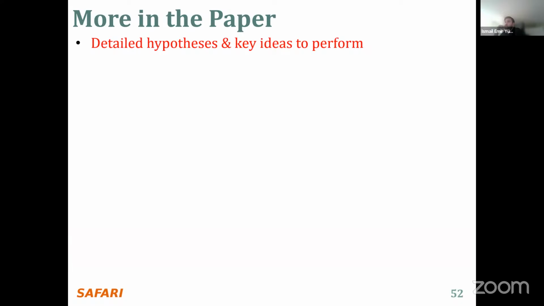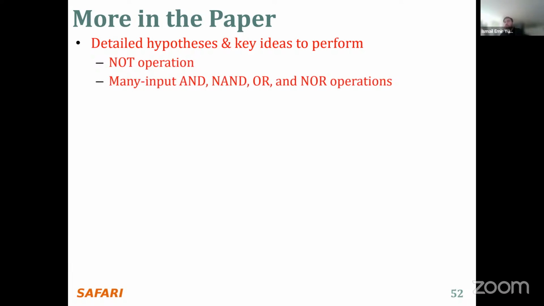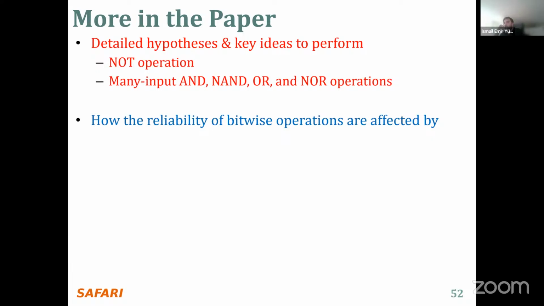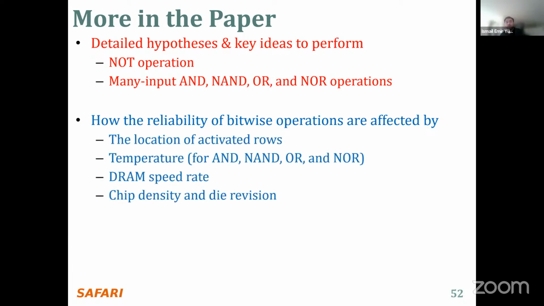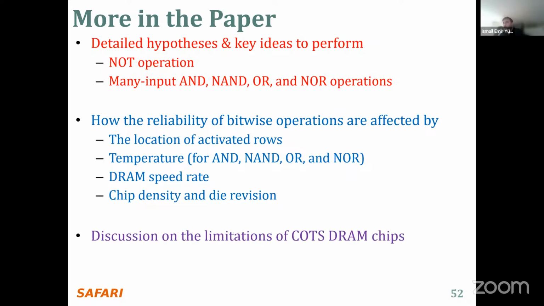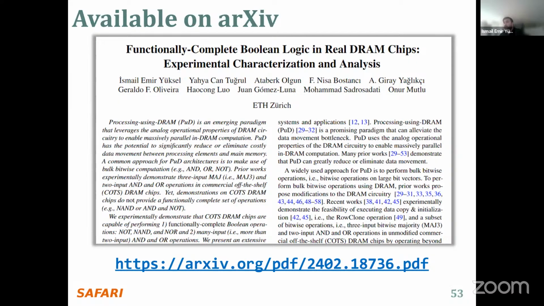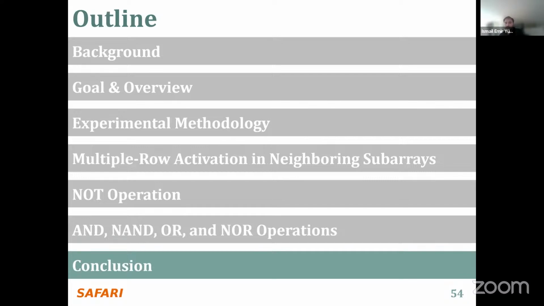So in the paper, you can find more details about hypotheses and key ideas to perform the NOT operation and many input AND, NAND, NOR operations, as we discussed. And you can find more results on how the reliability of these bitwise operations is affected by the location of activated rows, the temperature for AND, NAND, OR, and NOR, DRAM speed rate, chip density, and die revision. And we discuss the limitations that we faced when we tested off-the-shelf DRAM chips. Our paper is available on arXiv and is also open sourced. You can find it on GitHub.